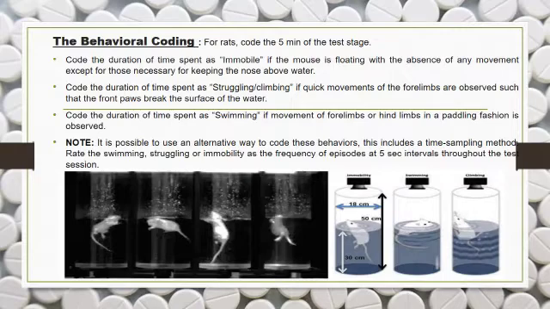Code the duration of time spent as swimming if movement of forelimbs or hind limbs in a paddling fashion is observed. Note, it is possible to use an alternative way to code these behaviors. This includes a time sampling method. Rate the swimming, struggling or immobility as the frequency of episodes at 5-second intervals throughout the test session.